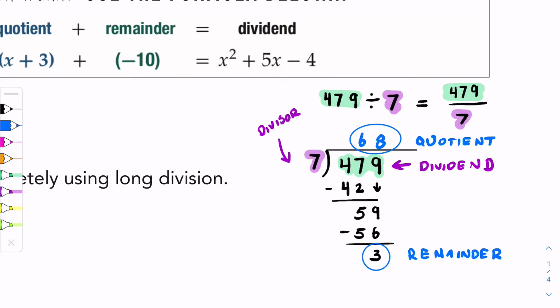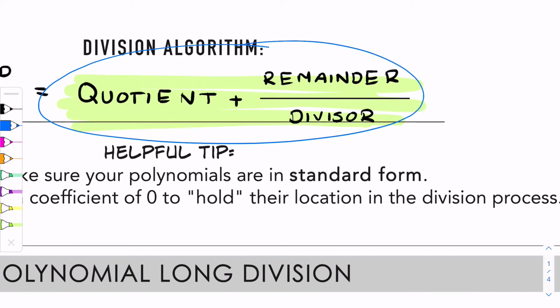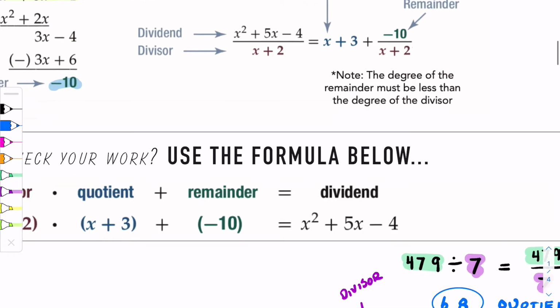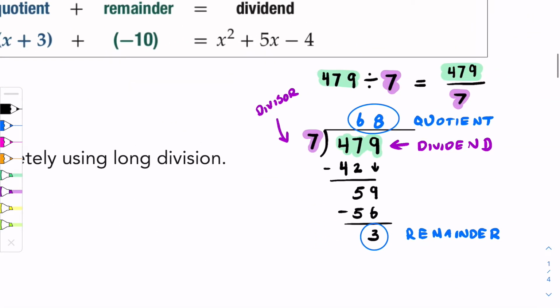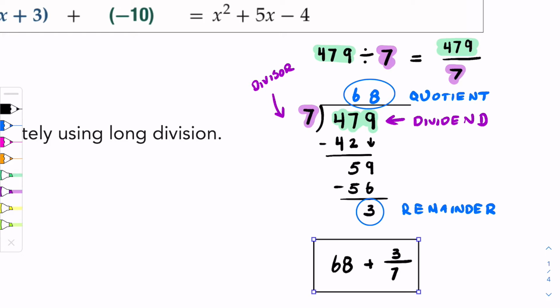So based on the algorithm that I told you above, right here, your answer is written as quotient plus remainder over divisor. We would write our final answer as 68, that's our quotient, plus the remainder of 3 divided by the divisor of 7. And that's how you write your final answer. I know that's probably not how you wrote your final answer in the past, but this is how we have to write it for long division, for polynomial long division.